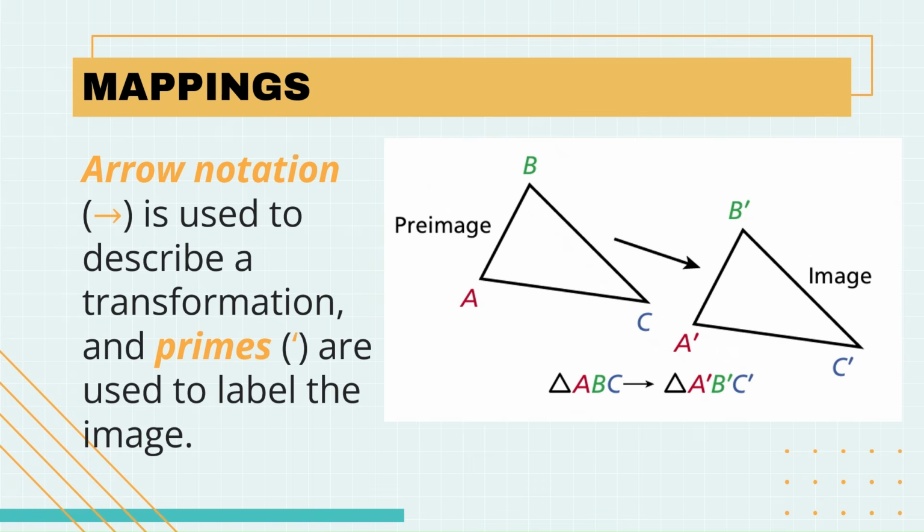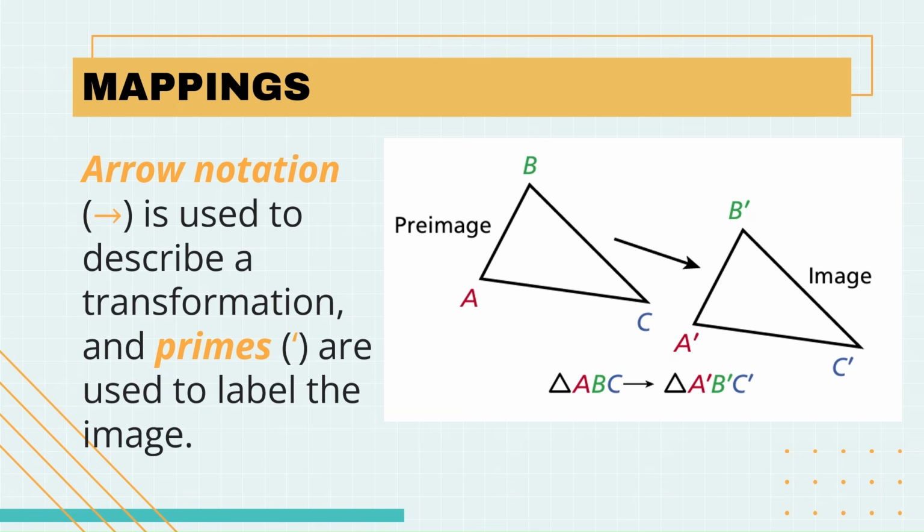So, you can describe the transformation in the diagram by saying triangle ABC is mapped onto triangle A prime, B prime, C prime. Again, when we say mapped, we mean to say that a figure was moved. Hence, a transformation happened. And another way of describing transformations is using the arrow notation. Just take note that primes may be used to label the image, and the order in which the vertices are listed specifies the correspondence. So the description implies that A is mapped onto A prime, B is mapped onto B prime, and C is mapped onto C prime.